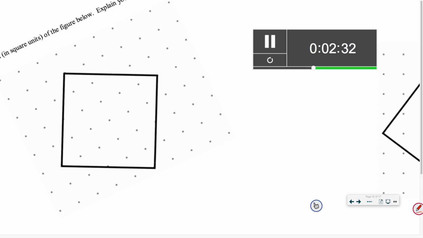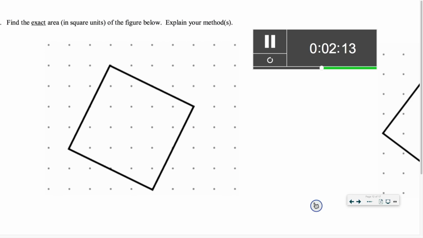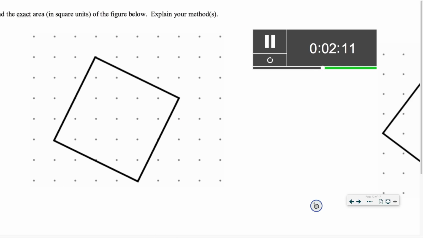Count spaces. Do I know what this is? Or this? Now we want the exact area. Can we, just by tilting the paper, find it? How do we find the area of a shape like that? So, okay, you're saying length times width. You're correct. That's what we would need. How do we find the length and the width?